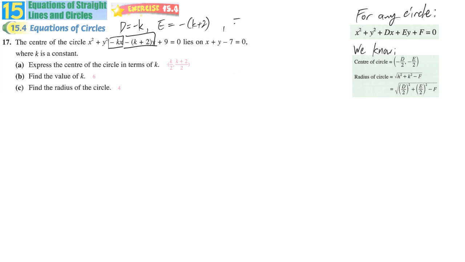And then finally, F representing the constant. So we have positive 9 here. They also say that the center is lying on this line, but at this moment we have no idea how we can use it. Just focus on part A first.